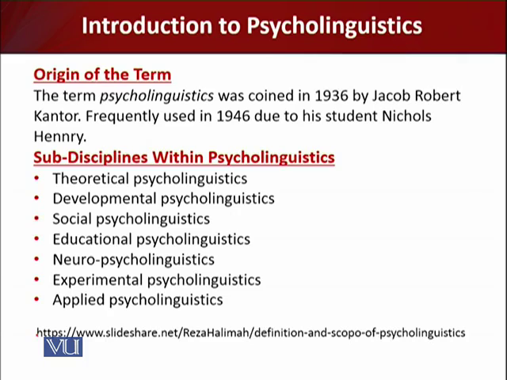Neuropsycholinguistics is the relation between language and brain, and this is the most important aspect of psycholinguistics. We will discuss this aspect in detail in due course. Now this deals with what happens to language input and how output is programmed and formed inside the brain.